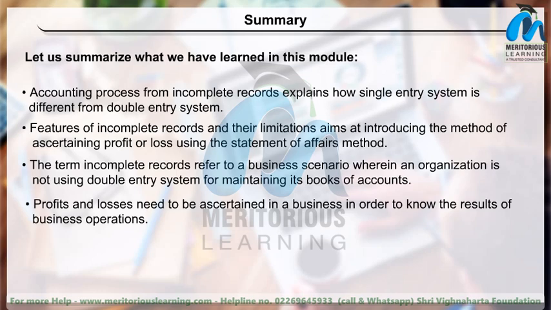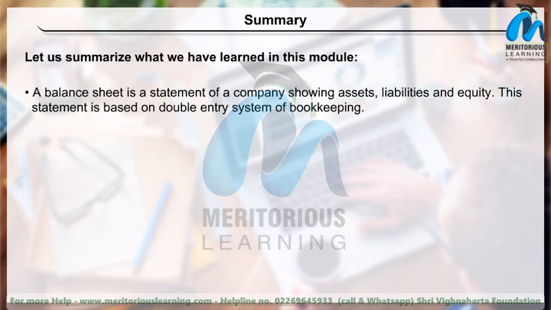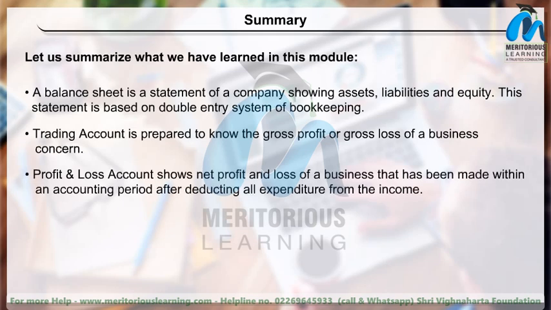Profits and losses need to be ascertained in a business in order to know the results of business operations. A statement of affairs is a statement of assets and liabilities which is prepared to find out the financial position or capital of a business. A balance sheet is a statement of a company showing assets, liabilities and equity. This statement is based on double entry system of bookkeeping. Trading account is prepared to know the gross profit or gross loss of a business concern. Profit and loss account shows the net profit and loss of a business that has been made within an accounting period after deducting all expenditure from the income.